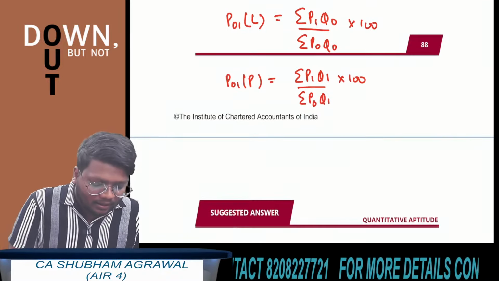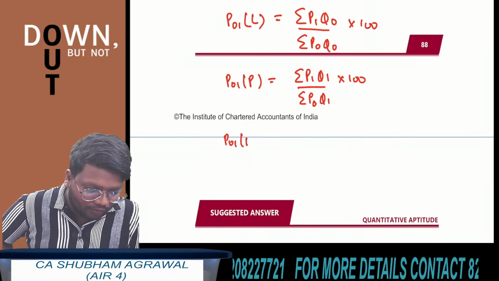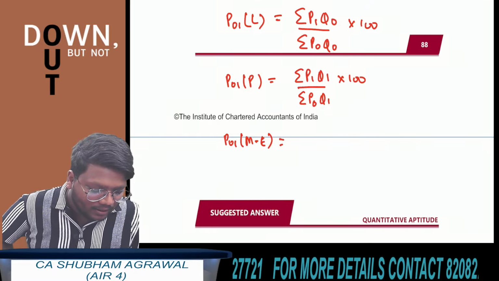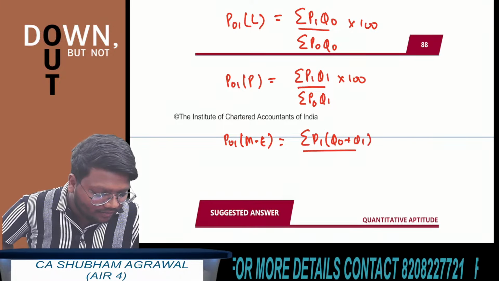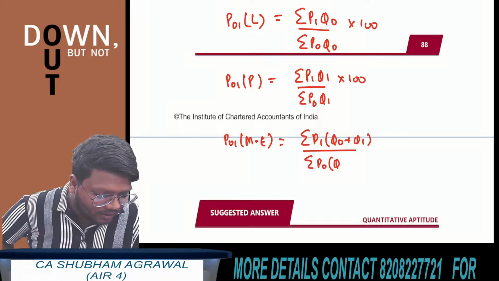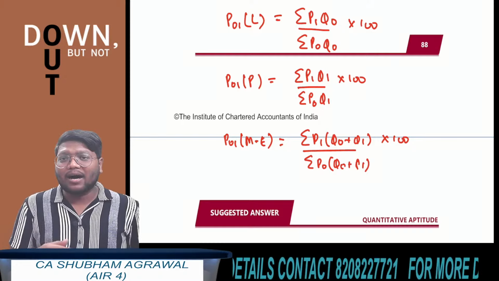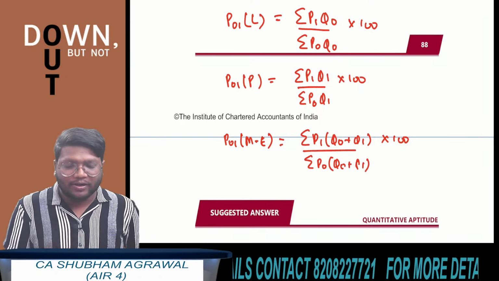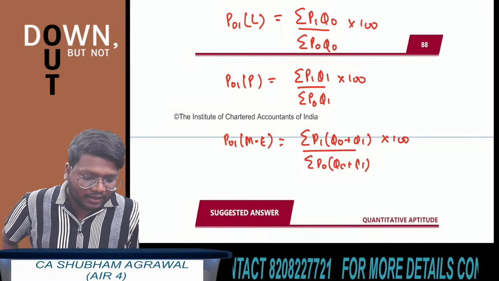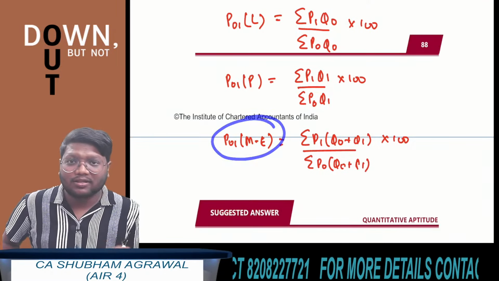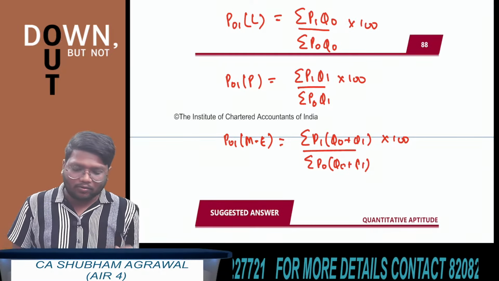I am writing here the formula for Marshall-Edgeworth price index number also. Summation of P1 multiplied by Q0 plus Q1 divided by summation of P0 multiplied by Q0 plus Q1 multiplied by 100. In Marshall-Edgeworth price index number, we have to take weight as arithmetic mean of base year and current year quantity.